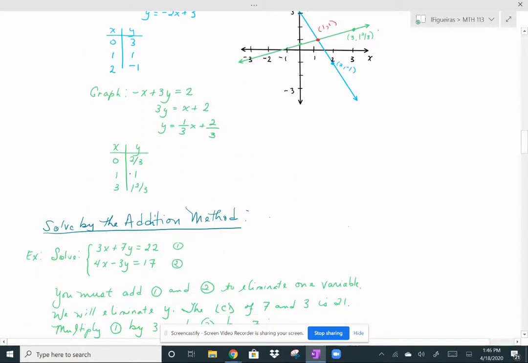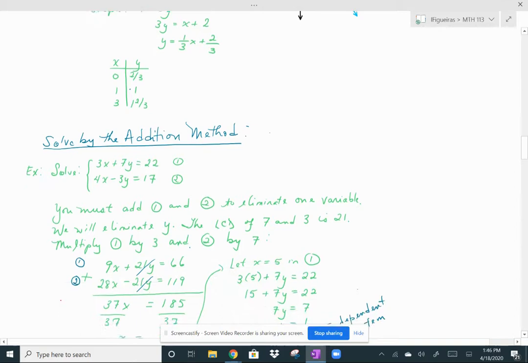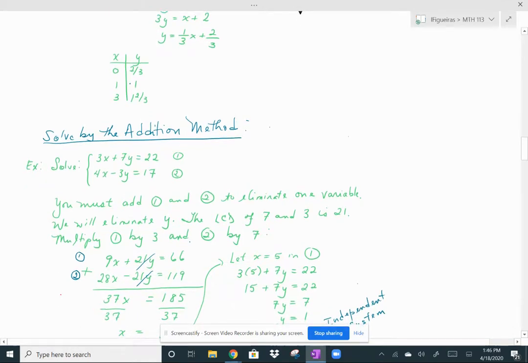Okay, so we're going to do the next couple of examples by the addition method, remember, also called the elimination method. And the reason why it's the same method called two different ways is because you are adding two equations to eliminate one of the variables. So here's our first system.